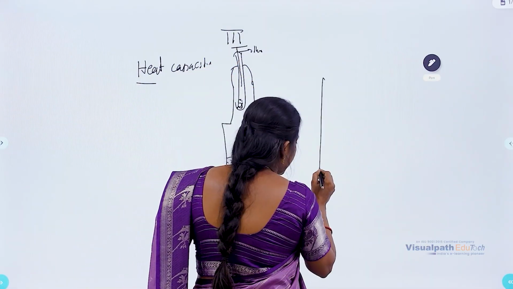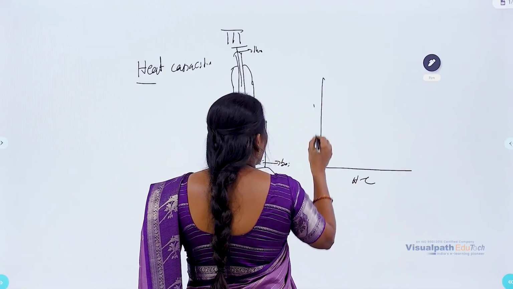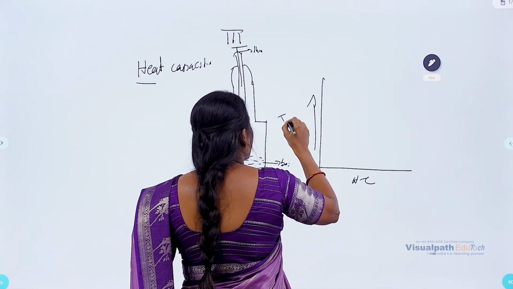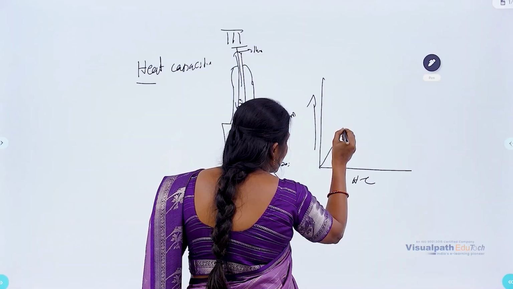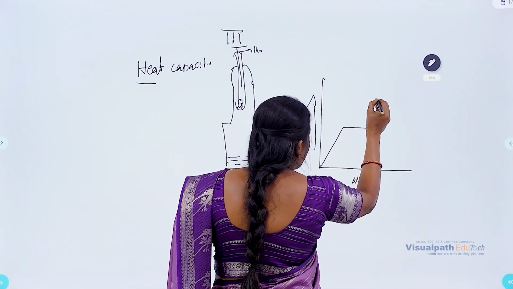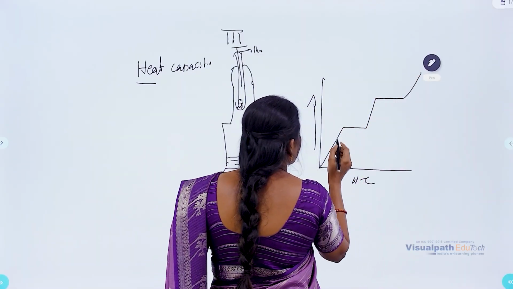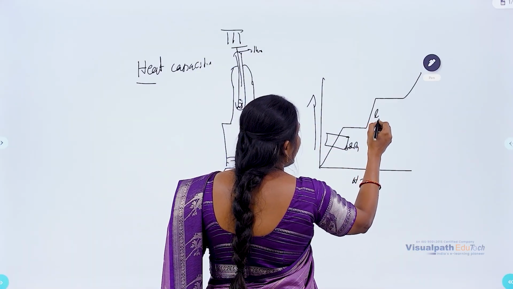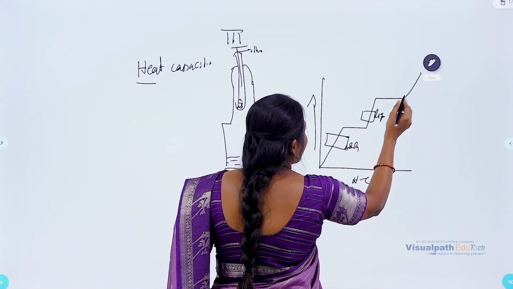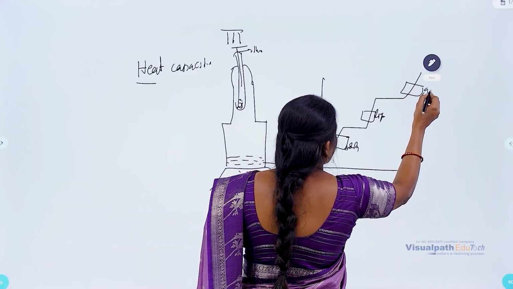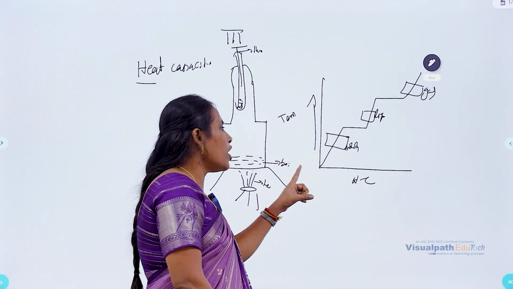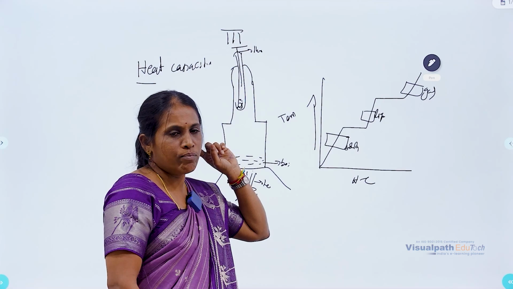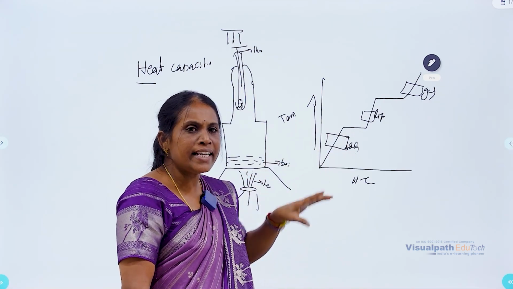So here this graph is the heat capacity, and on this axis we take the temperature. First we take the solid. Here it is the solid. Solid is converted to liquid, then liquid is converted to gas. When solid is converted to liquid, the temperature remains constant.